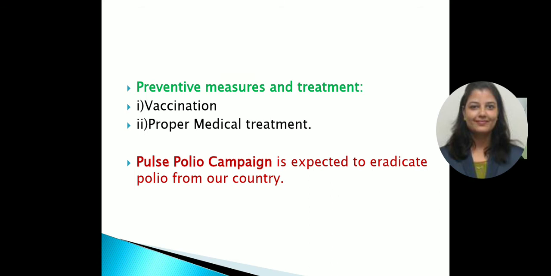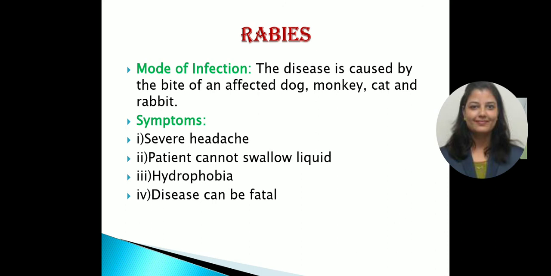The preventive measures and treatment. Number 1 is vaccination is available for polio virus. Then the second one is proper medical treatment is always required. The pulse polio campaign is expected to eradicate polio from our country.